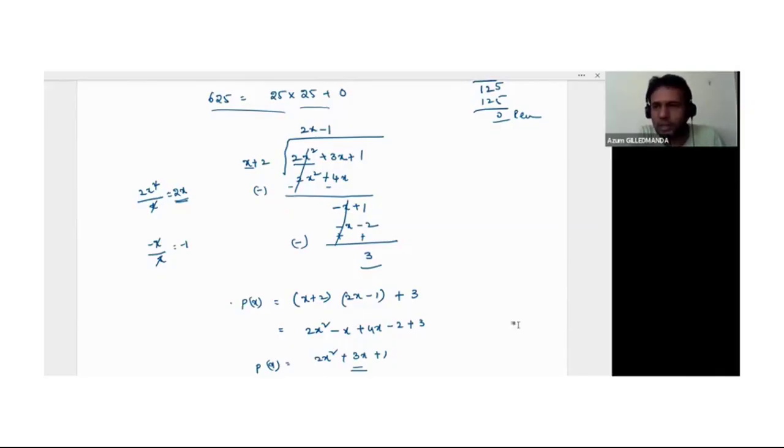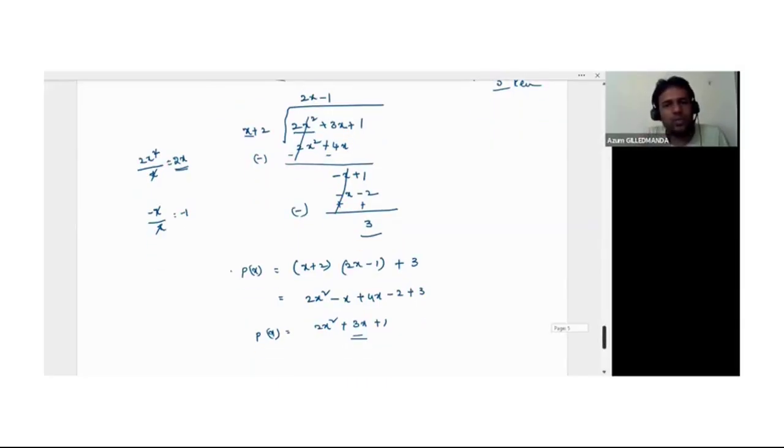And we have validated. How have we validated? Dividend equals divisor into quotient plus remainder. That we have been doing for all the divisions since primary school. So dividend, in our case, is P of x, that equals the divisor, that is x plus 2, and the quotient. The quotient we got is 2x minus 1, plus remainder.